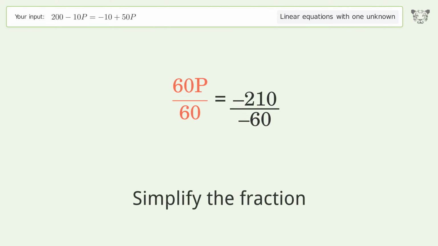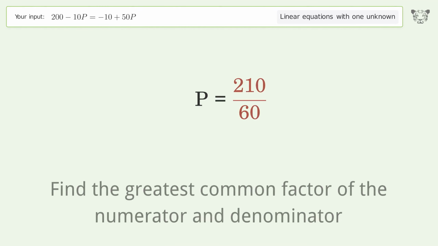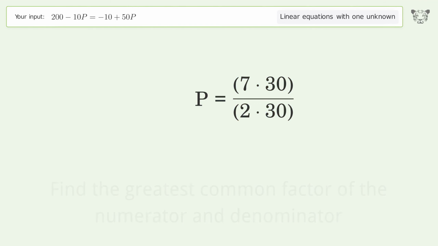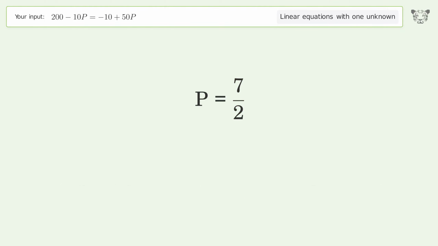Simplify the fraction. Cancel out the negatives. Find the greatest common factor of the numerator and denominator. Factor out and cancel the greatest common factor. And so the final result is p equals 7/2.